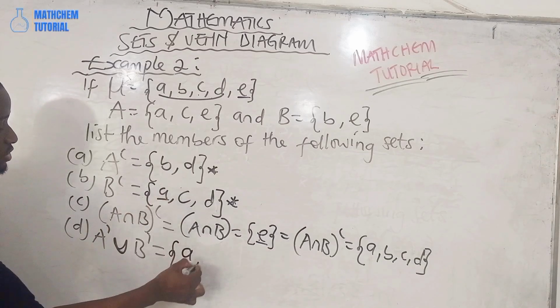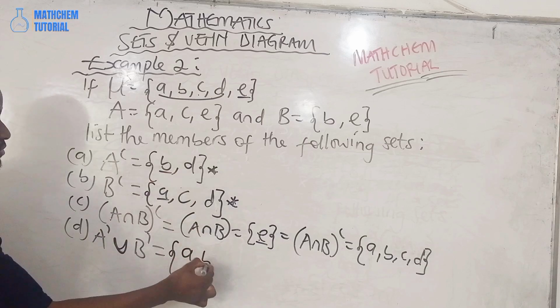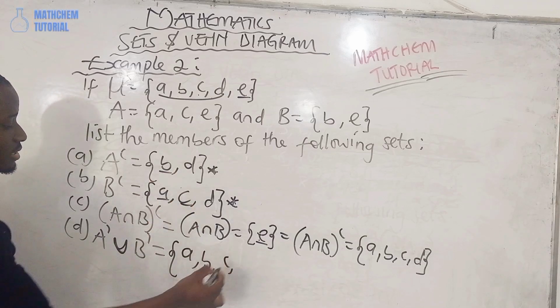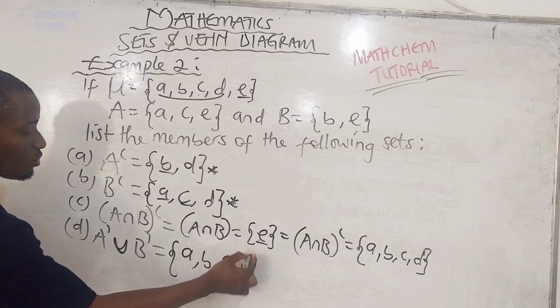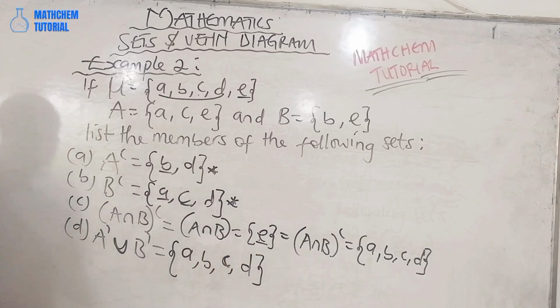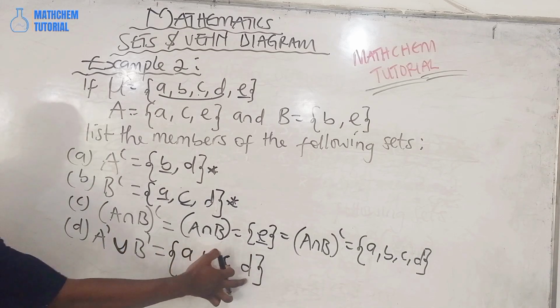So I have my A here, which is going to be here. I have my B here, which is the next. C is here, which is the next. Then I have D, which is 2, meaning that I'm going to pick 1. So picking 1 here, I'll just write it here. So my answer should be A complement union B complement gives me A, B, C, D.